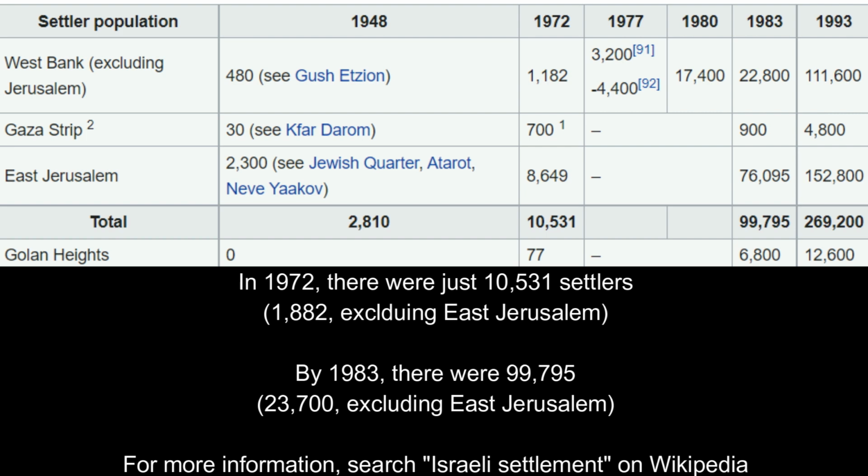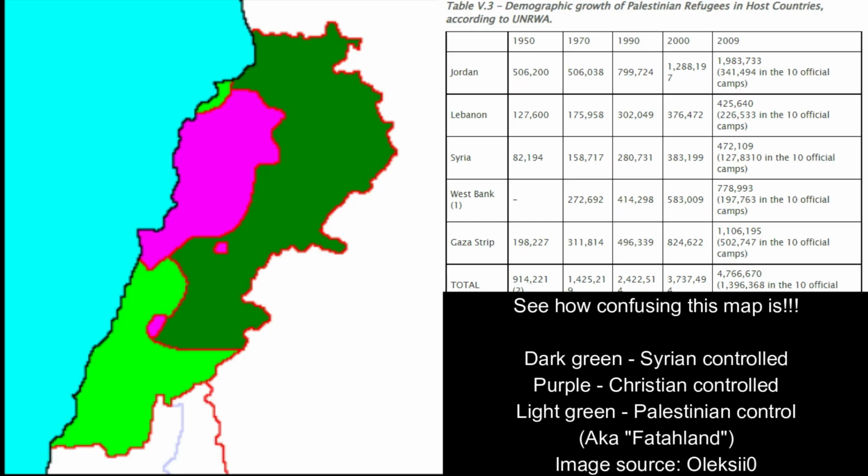So by 1983, you end up having 100,000 Israeli settlers in Palestinian territories, although it should be noted that 76,000 of these were actually in East Jerusalem, which, as we've said, was annexed by Israel. So it kind of counts, but doesn't really count as such. And then with regard to Lebanon, in 1982, Israel ended up invading them.